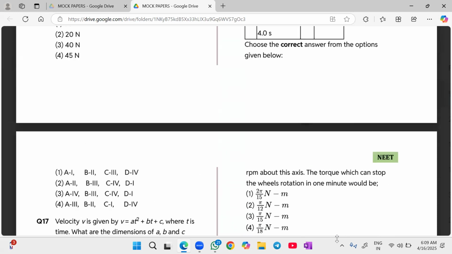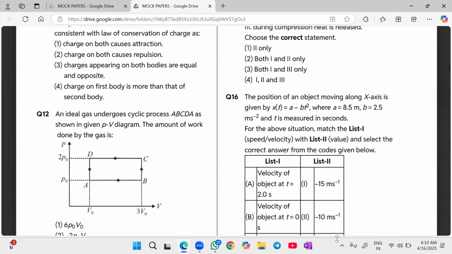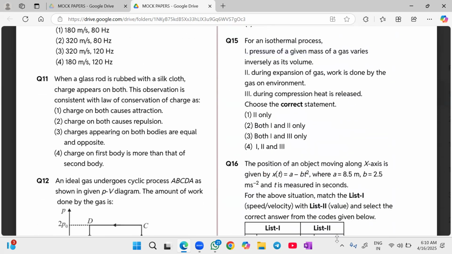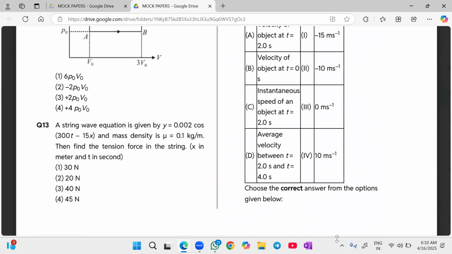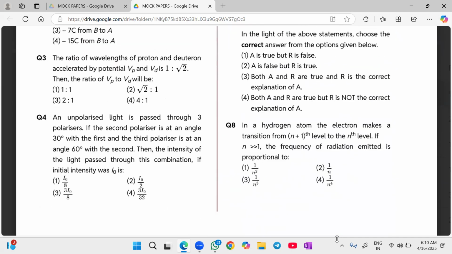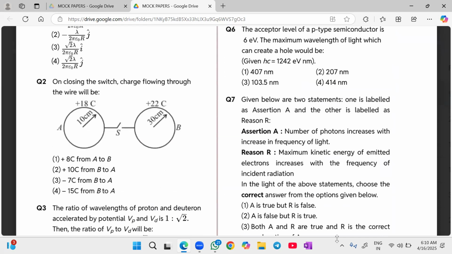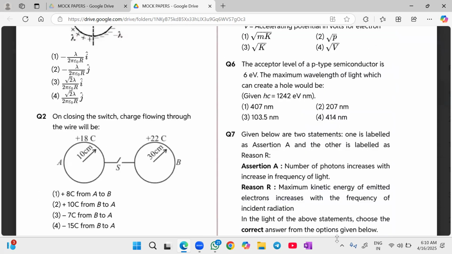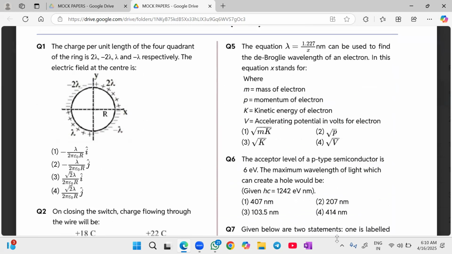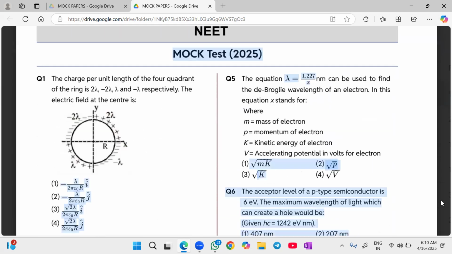11, 12, 13, 14, 15, 16, 17, 18, 19, 20, 21 questions total in this paper. That means how many marks?